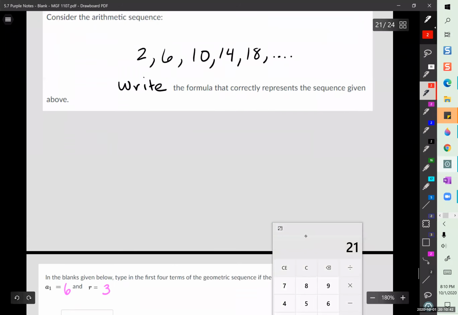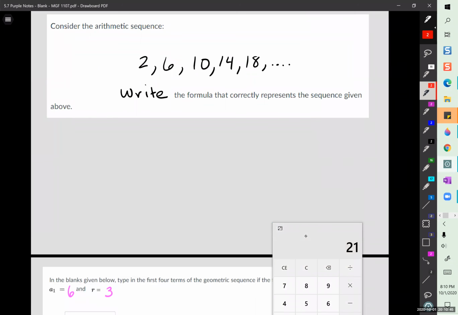Now here it says consider the arithmetic sequence. Write the formula that correctly represents the sequence given. If this was the Canvas quiz, there would be a list of formulas and you'd select the correct one. But the best way to do those problems is to write it for yourself and then visually match which one matches your answer. So I'll give everybody a second to write out the arithmetic sequence.